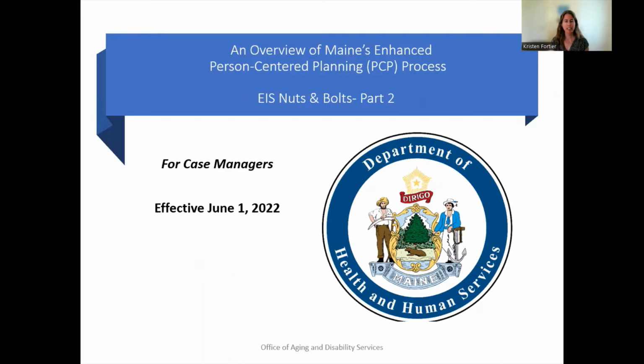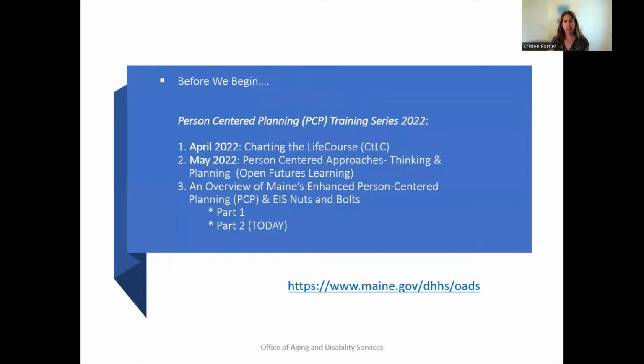This training has been tailored to case managers supporting adults with intellectual, developmental disabilities, and autism here in Maine, including those who utilize Section 13 Targeted Case Management Services and Sections 21 and 29 waiver services. Today's webinar is part 2 of a final training in advance of the rollout of an updated PCP process in EIS starting on June 1st. Today, we will focus on the nuts and bolts of this updated person-centered planning process in EIS.